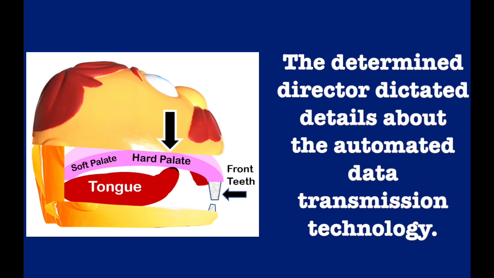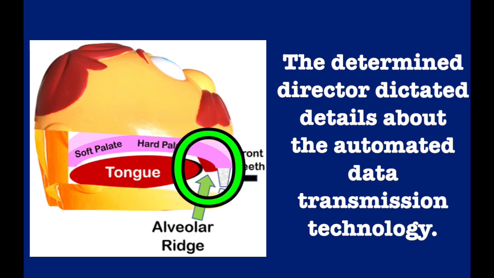So I'll read the sentence one last time with the retroflex, which is what we don't want. The determined director dictated details about the automated data transmission technology. And here's the sentence without the retroflex. The determined director dictated details about the automated data transmission technology.